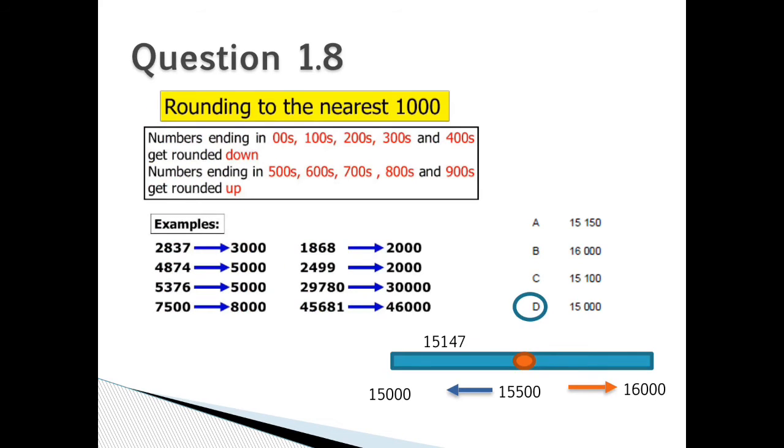When you're rounding to the nearest 1,000, numbers ending in 00, 100s, 200s, 300s, and 400s get rounded down. Numbers ending in 500s, 600s, 700s, 800s, and 900s get rounded up. So here's a couple examples. 2,837 will get rounded up to 3,000, or 1,868 will get rounded up to 2,000. So the correct answer here is D, 15,000.